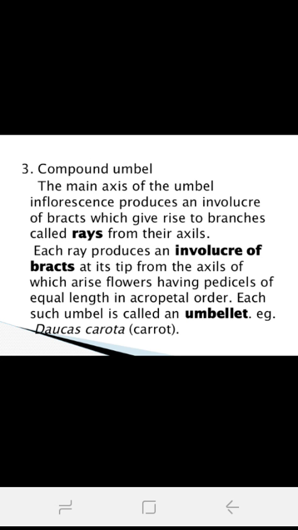Then compound umbel. The main axis of the umbel produces an involucre in the same way, and that gives rise to branches known as rays. Each ray again produces an involucre of bracts, and at its tip arise flowers. So actually it is a branched type of umbel, and each small umbel is known as an umbellet. Example is carrot.